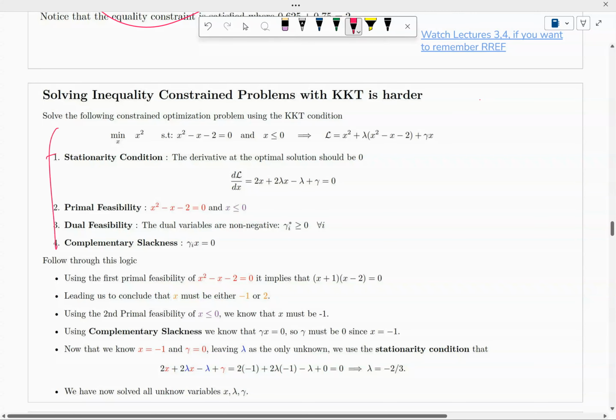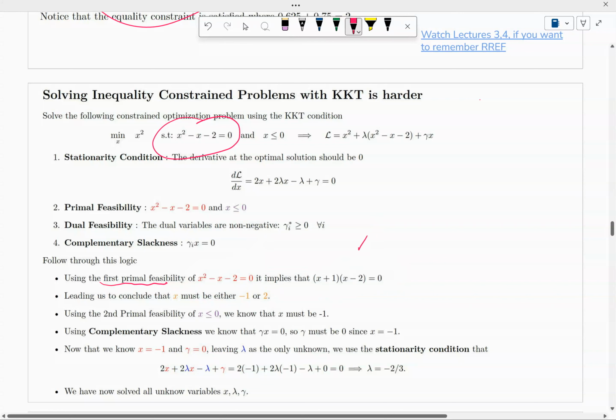Okay, so let's follow this logic carefully. How do we use this set of conditions to guide us to solve the problem? Well, the first one is primal feasibility, right? It implies that if this has to be true, then we can split them up. If this is true, it implies this.